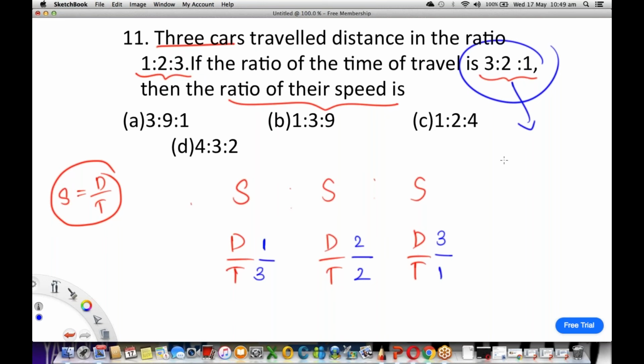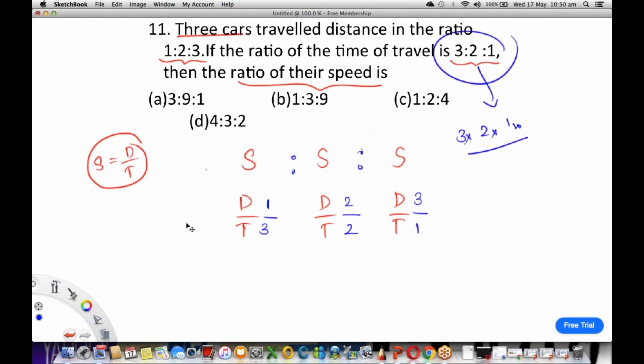Normally if it is a ratio, 3 is to 2 is to 1 means I would take 3x, 2x and 1x. But anyways, I am trying to calculate the ratio, so all of them will get cancelled. That's why I'm directly taking the values given in the ratio. I think this point is very clear. So it is 1 by 3, 2 by 2 and 3 by 1. I can write this like this.